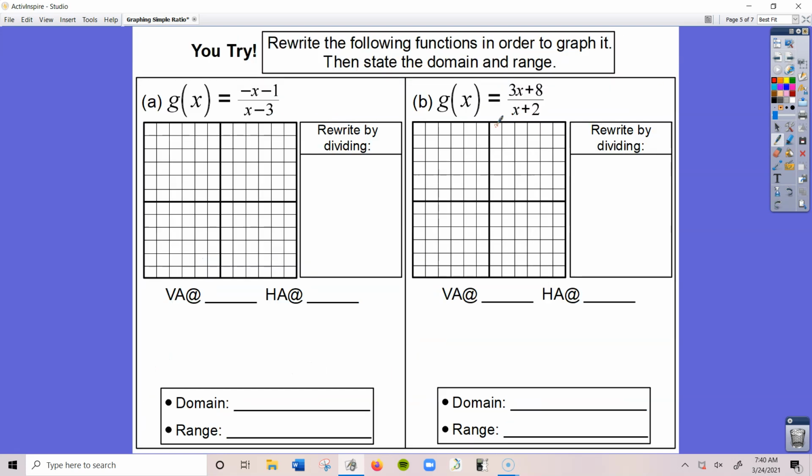We have here (negative x minus 1) over (x minus 3). First, we are going to rewrite the function by dividing. So remember, you are dividing the numerator by the denominator. So that means the denominator goes on the outside and the numerator goes on the inside of my division symbol. And then we look at the first terms. In order to get negative x, I would have to multiply x by negative 1. And then we distribute. Negative 1 times x is negative x, and negative 1 times negative 3 is positive 3. Now we switch the signs, and we get negative 4.